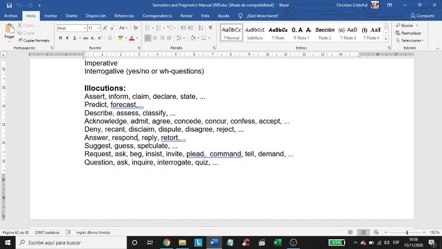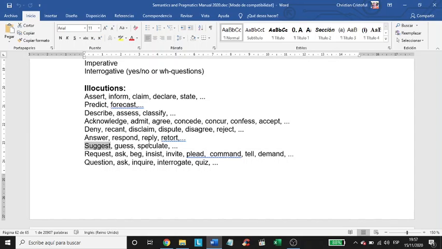in that language. For example, an answer like yes, I can, or no, I can't, is the same in Spanish. Sí puedo, no puedo, right? But there are others, like a suggestion, for example, which are different in English. In English, we say, for example, why don't we? I'm suggesting something, right?